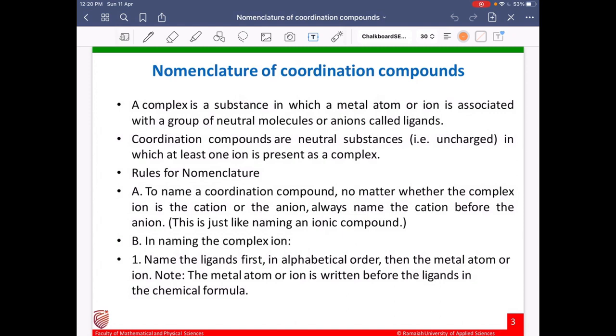Rules for nomenclature. First, I will discuss the rules for nomenclature of coordination compounds. After that, we will take a few examples and study how to name the coordination compounds.